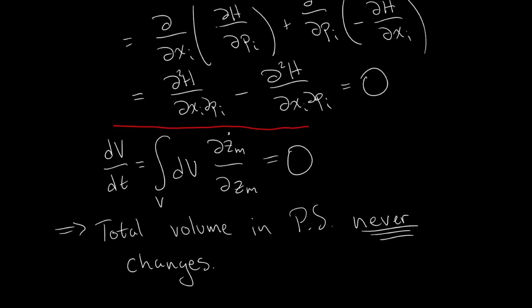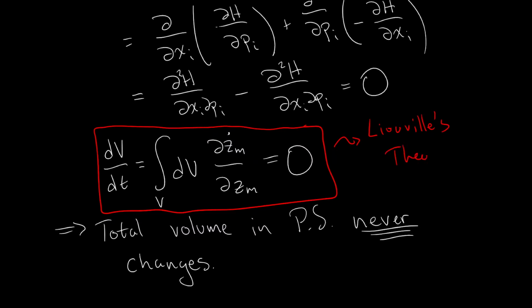And this result is known as Liouville's theorem. Those look like two V's. Liouville's theorem. And it just states that the volume occupied in phase space is a constant of motion. There's another way of saying this.